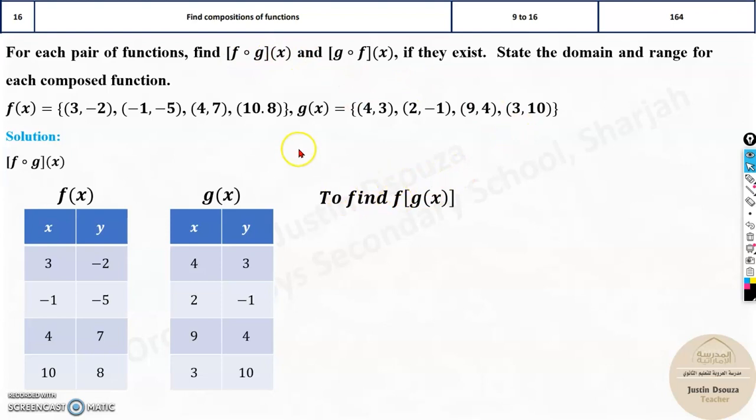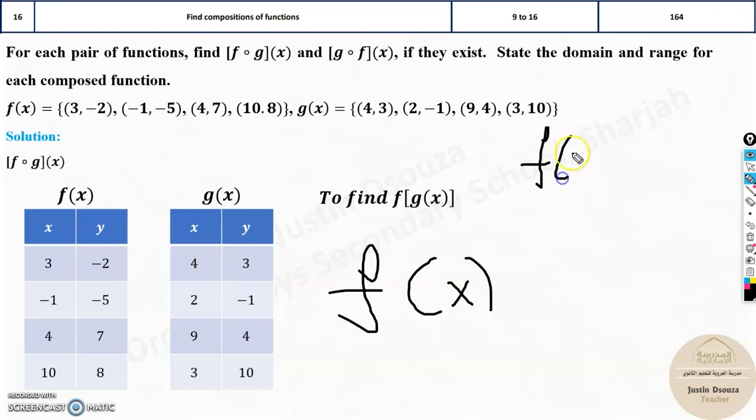It means the function g of x is composed inside f of x. Now, if I have, say, f of 3, then what is the y value? The answer is minus 2. Now, f of minus 1 is minus 5. But now we are not dealing with these numbers for x. We are dealing with a function altogether. Instead of this x, we have g of x, another function. So it is called a composed function.